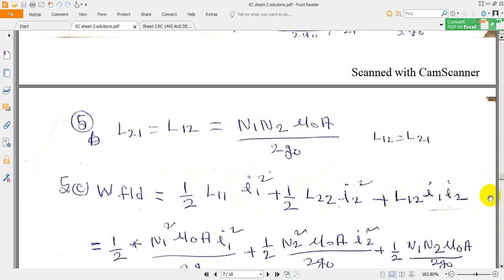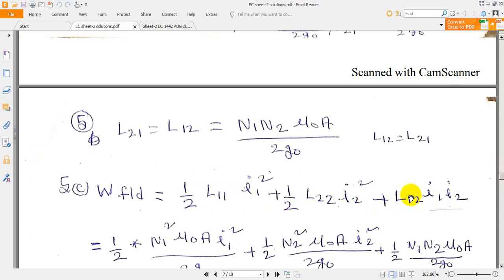We are having a derivation. After derivation you will get this formula. It is discussed in the theory. Nothing to worry, just remember this. Just write L11, L22, L12. As this is mutual inductance, instead of writing half L I square, energy is given by half L I square. Because of coil 1 we are taking half L11 I1 square. Because of coil 2, half L22 I2 square.